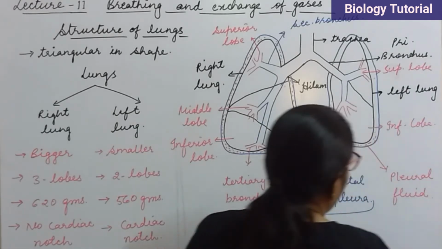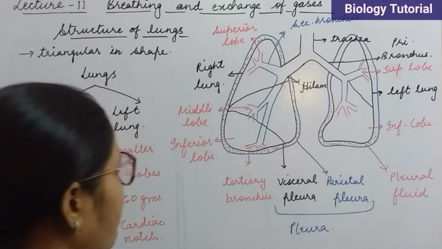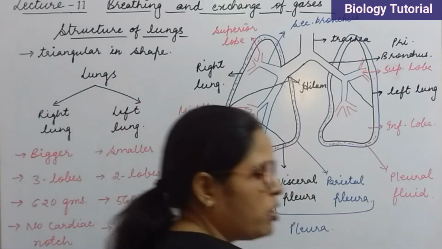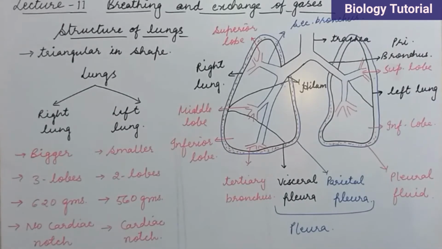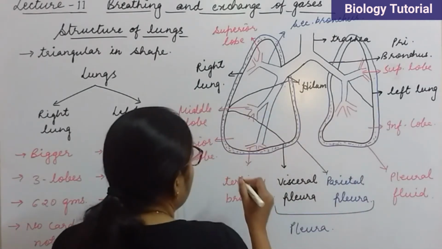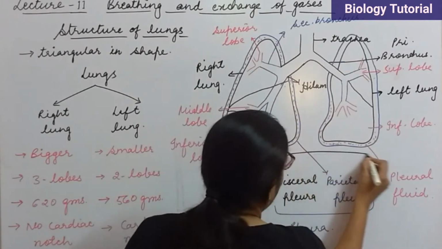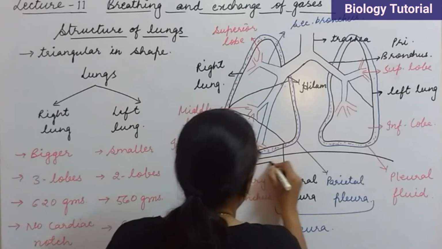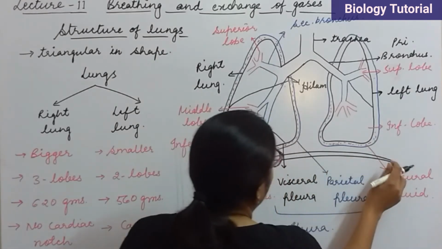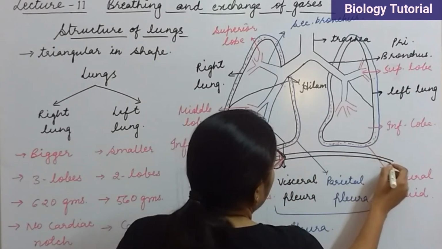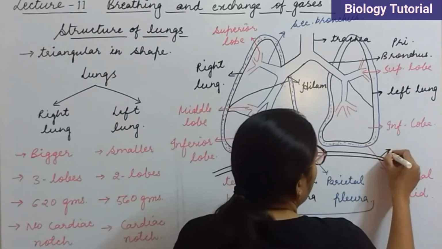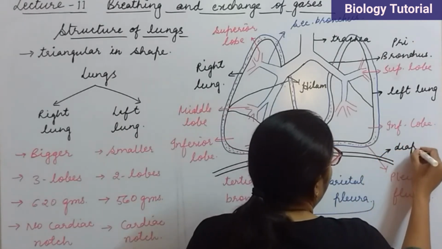This pleural fluid is filled in the space present between both of the pleura membranes. Here, so this is the pleural fluid. Here the muscular structure, that muscular structure is called diaphragm. It is the dome shaped muscular structure present here, that is called diaphragm.